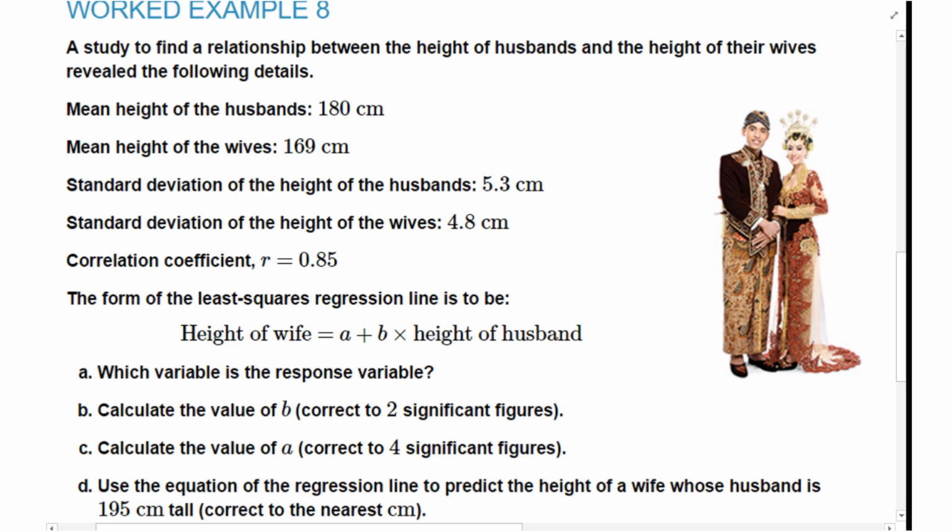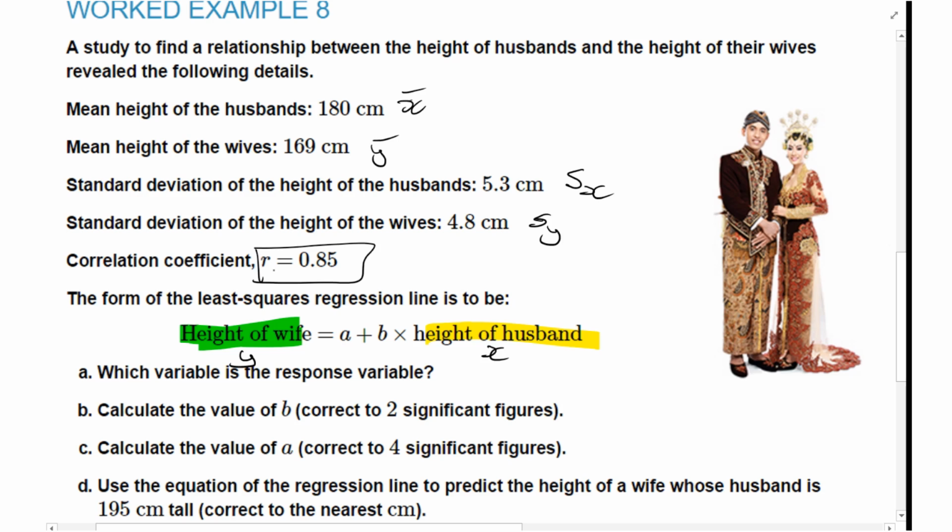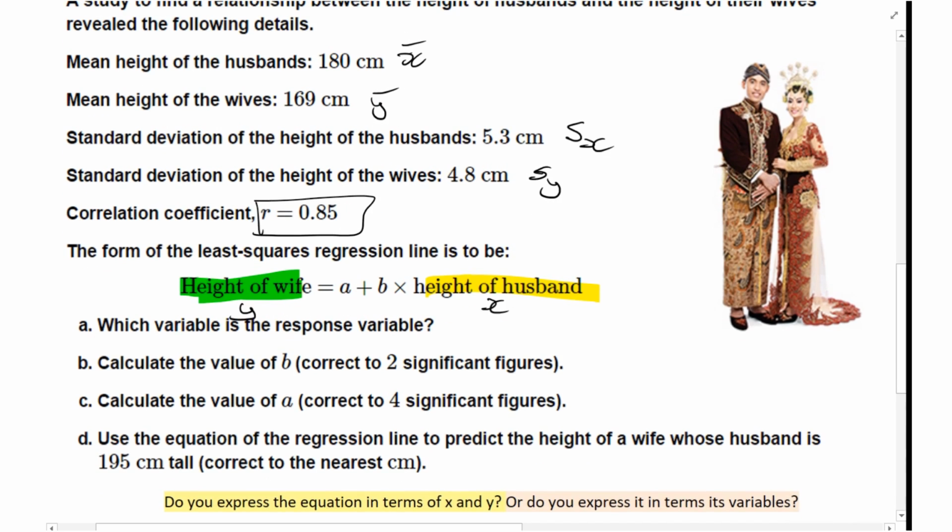If we want to look at that in that context, height of the wife is y, so that means mean height of the wives is y bar, and standard deviation of the height of the wives is sy. Height of the husband is x, so mean height of husbands is x bar, and that's sx. We've got a correlation coefficient of 0.85, so r equals 0.85. And I've sort of answered A, which is the response variable. The response variable is the height of the wife.